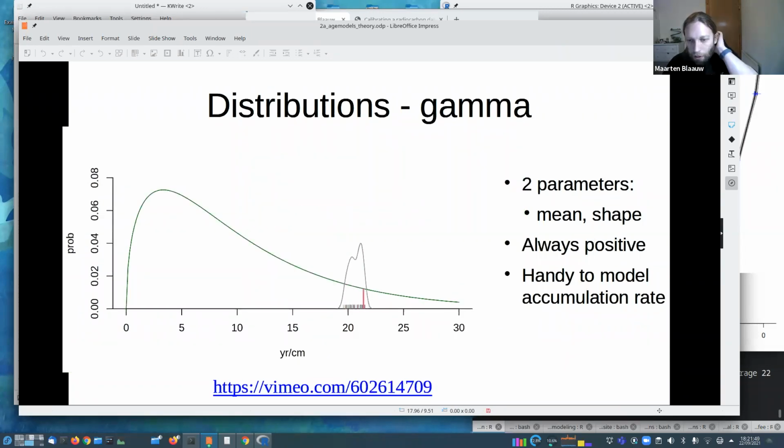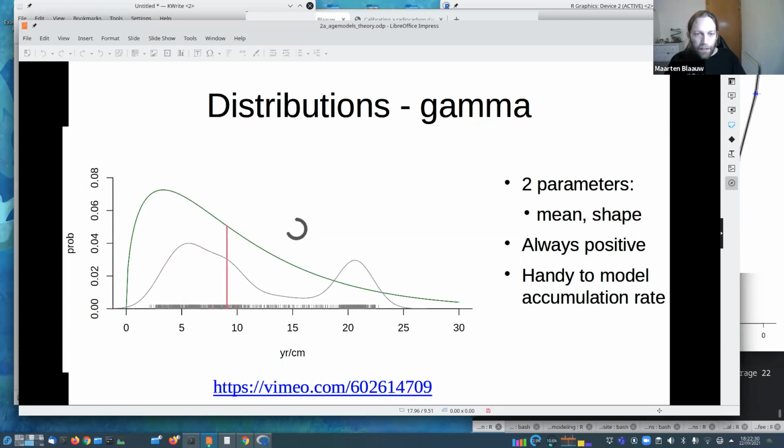Now, we can also use a gamma distribution, and I really like gamma distributions. I prefer them over normal distributions because with gamma, the values are always positive, always larger than 0. And that's really handy for example, for modeling and simulating accumulation rates, because we can't have accumulation going backwards in time. It should always be forward in time. And therefore we use the gamma distribution for our accumulation rates, so we have them always positive, always increasing with time.